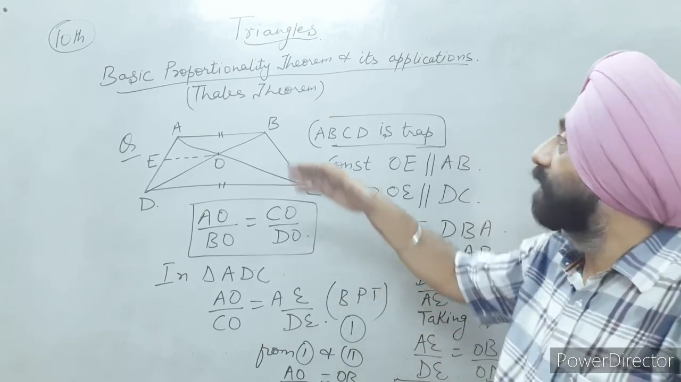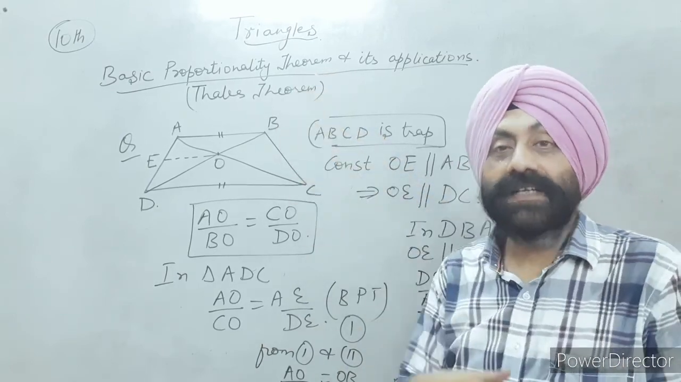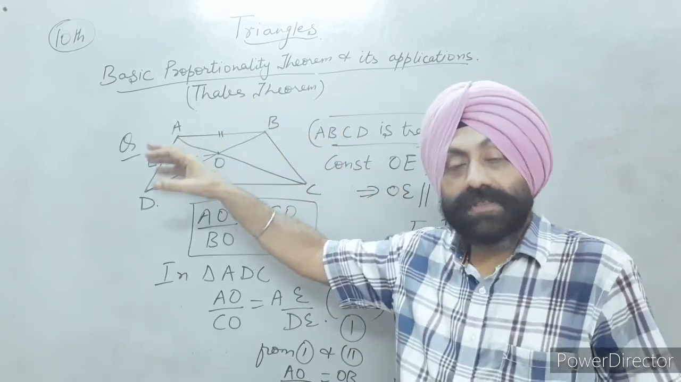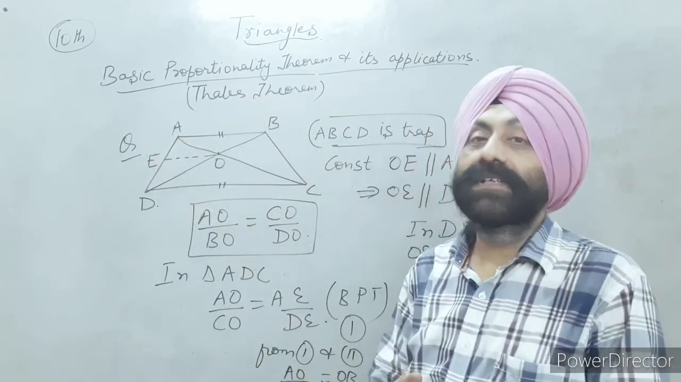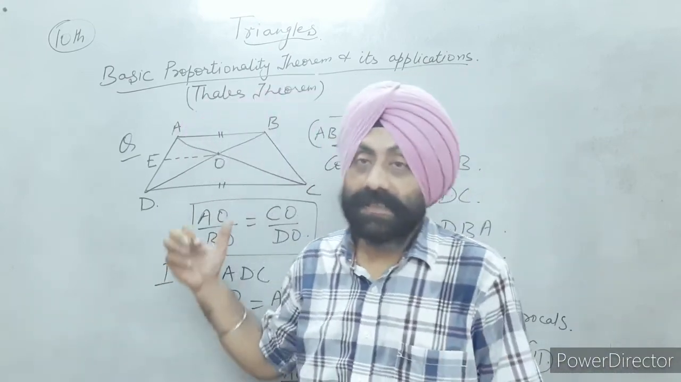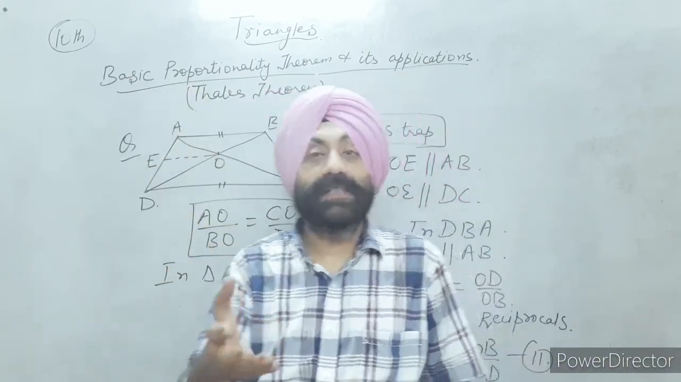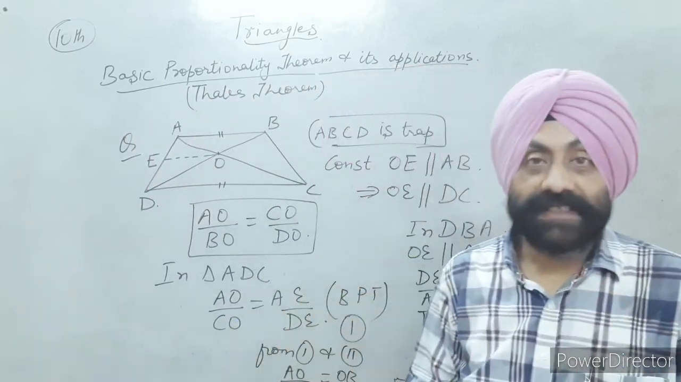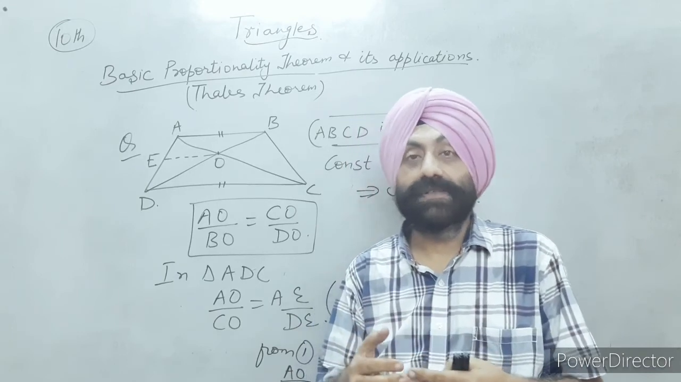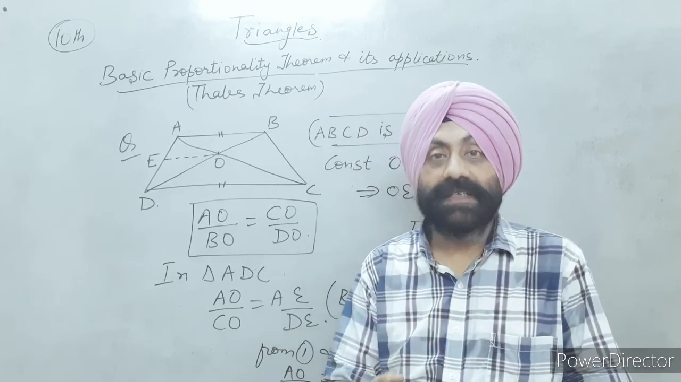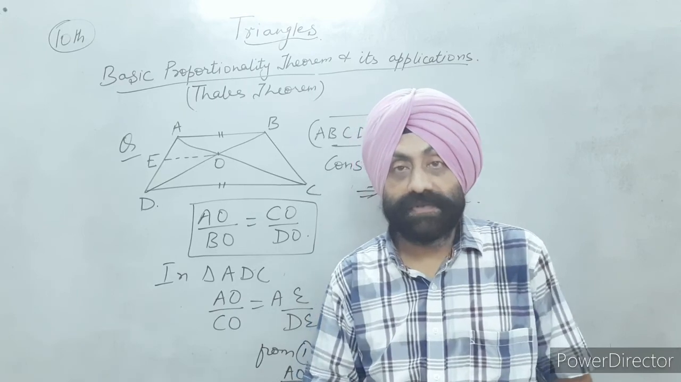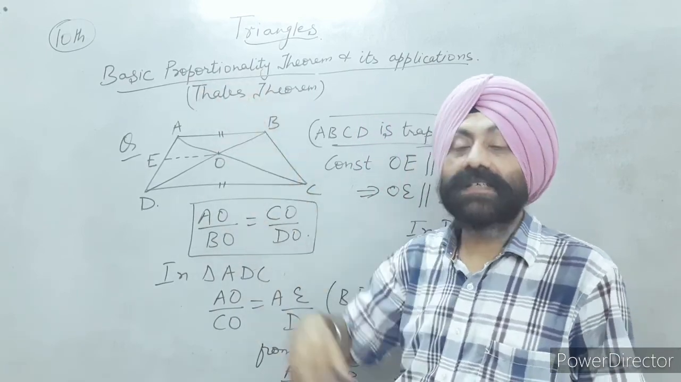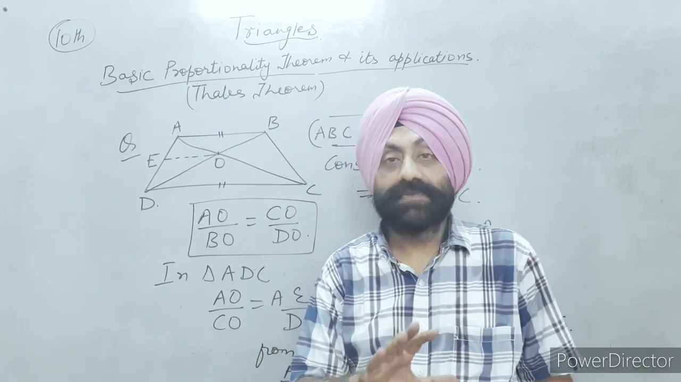We first proved the basic proportionality theorem and its statement. Then we studied the converse of basic proportionality theorem. Then we did a few questions based on these. I hope you have understood the topic. Just revise it. Go through the basic proportionality theorem, its proof, read the statement, and do a few more questions from this, so that the concept becomes very clear to you.